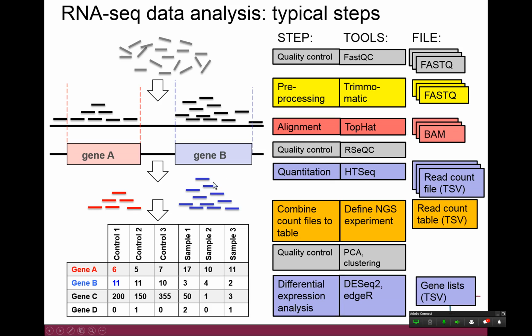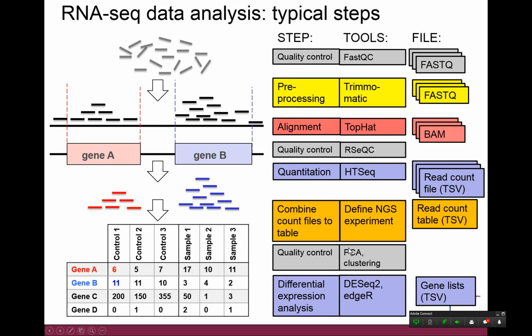So now we are counting the reads. And for that we use HTSeq. And from that step we get a bunch of read count files, which are just tables basically showing this first column here for each of the samples. The orange step here is combining the read count files into one larger read count table, as seen here. And for that, in Chipster, we use this Define NGS experiment tool.